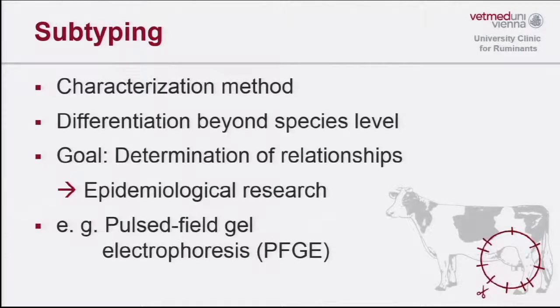There have been several typing methods used to characterize Strep uberis, for example, the so-called pulse field gel electrophoresis, or abbreviated PFGE. With this technique, you cut the genome with specific enzymes and create something like a DNA fingerprint, but without a complete sequence analysis. PFGE is based on genetic relationships and is reported to have a high discriminatory power and is therefore very suitable for Strep uberis.